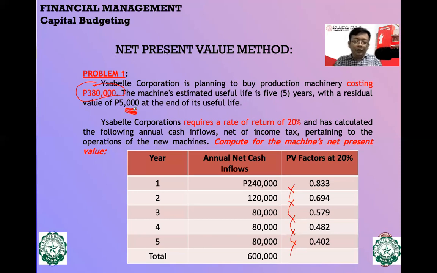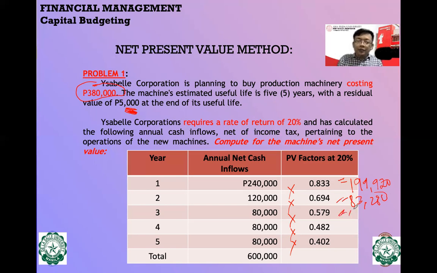Sige nga, 240 times 0.833. Ilan to? Ito ay 199,920. 120 times 0.694. Kayo ha? Kayo naman ha? Compute nyo ha? Yes, Marga. Ito ay 83,280. Naman ay 80. Ito ay walang discount. Wala itong shortcut.